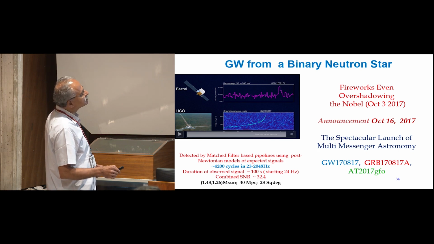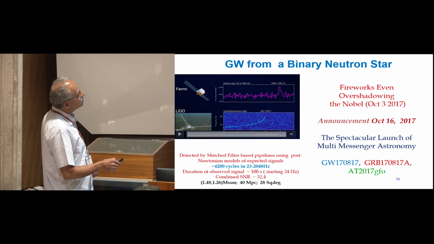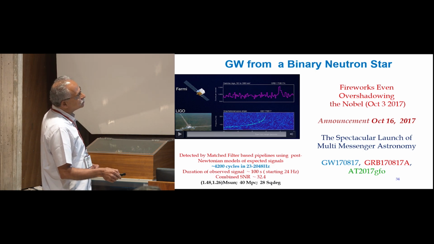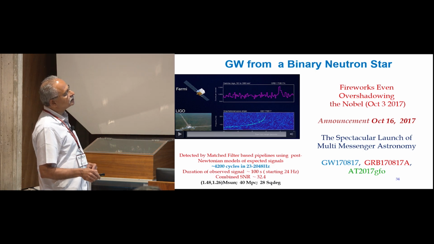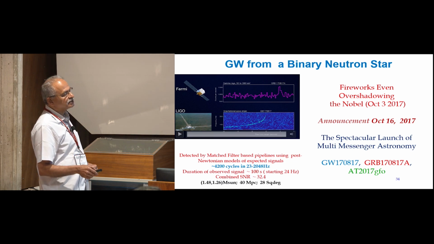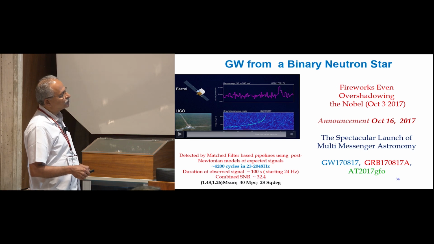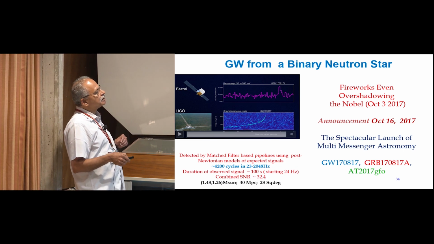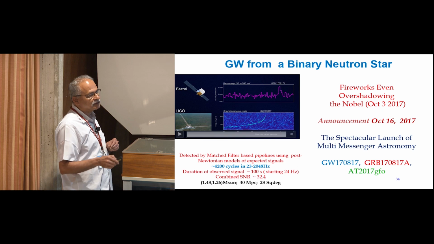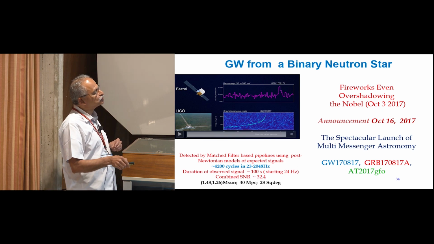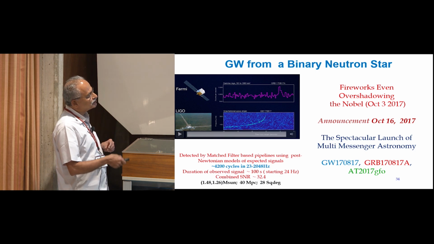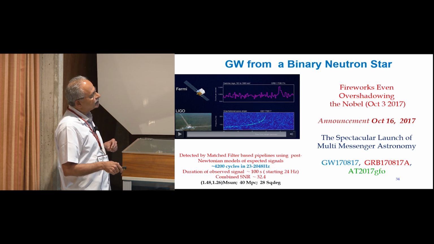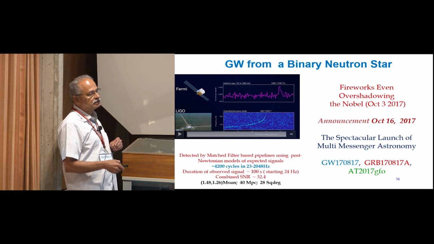But what is important is that at the same time, a Fermi detector saw something which was a gamma ray burst. So in a sense, we are seeing exactly the birth of multi-messenger astronomy. There is a source which put out gravitational waves, and at the same time, from the same source, a gamma ray burst is coming. Because you could locate the source in the sky, we could pass on this information to our astronomy colleagues, and they could detect other electromagnetic radiation from this particular region.